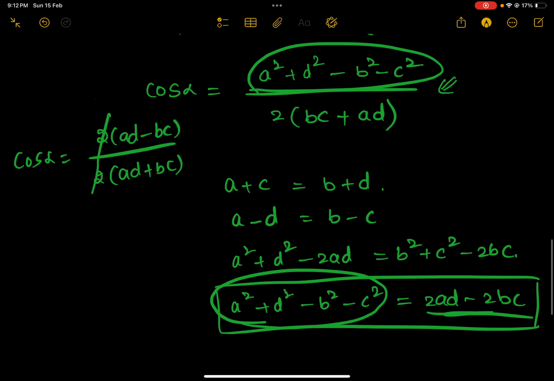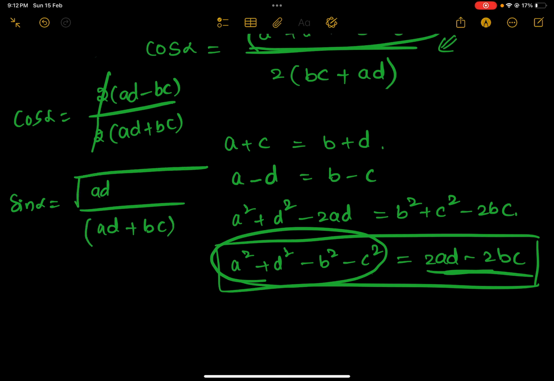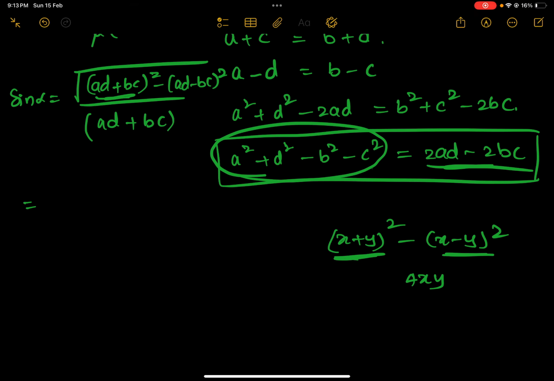So this and this will get cancelled. Now here sine alpha is very easy to find out. Sine alpha is, the denominator is simply AD plus BC. The numerator will be square root of AD plus BC whole square minus AD minus BC whole square. So what will you get when you solve that? So this looks like x plus y whole square minus x minus y whole square. So you will get 4 times of xy. Correct? So here you will have 2xy and here you will have 2xy, 4 times of xy. So you will get simply square root of 4 times of x is AD, y is BC by AD plus BC. This is your sine alpha.